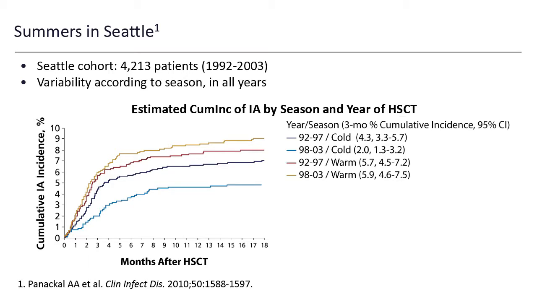The best example, I think, of how weather and geography impacts the onset and risk of invasive aspergillosis is what we uncovered in Seattle using a database of 4,000 people between 1992 and 2003. And this is a very comprehensive Aspergillus database that we created. The cumulative incidence of aspergillosis was higher, much higher, in the warm weather periods seen in orange and red, both in the early time periods as well as in the latter time periods compared to the cold weather months. And this is something that anecdotally we suspected just because of the amounts of cases that we were seeing during that time period.